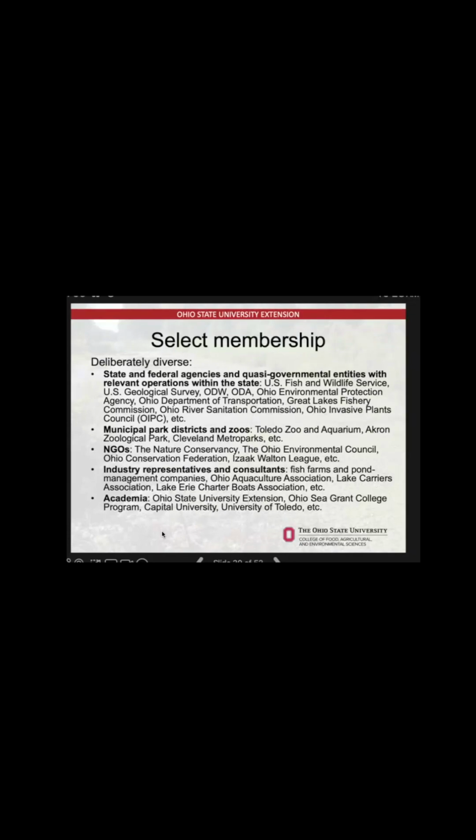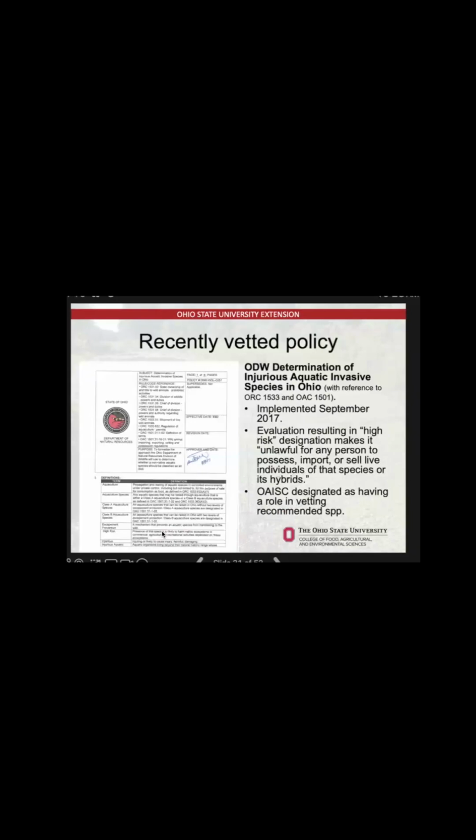Some recently vetted policy: there is a determination of injurious aquatic invasive species in Ohio, which is administered by the Division of Wildlife and the Department of Natural Resources. And if we designate something as high risk, then it is forbidden to culture in the state. And the committee that I'm describing has some role in vetting proposed listings to that list.